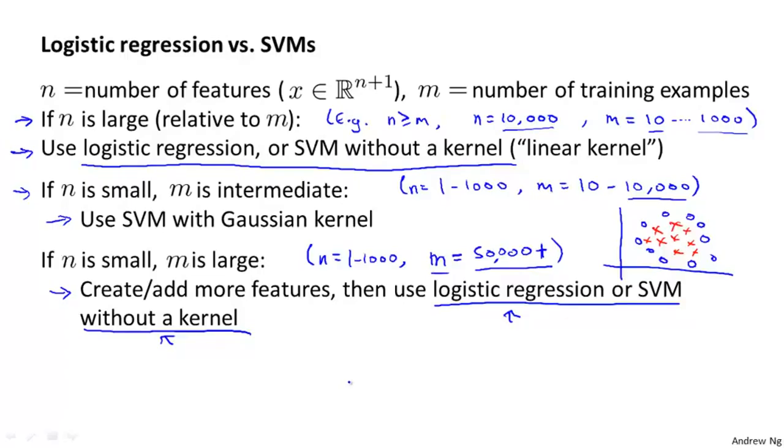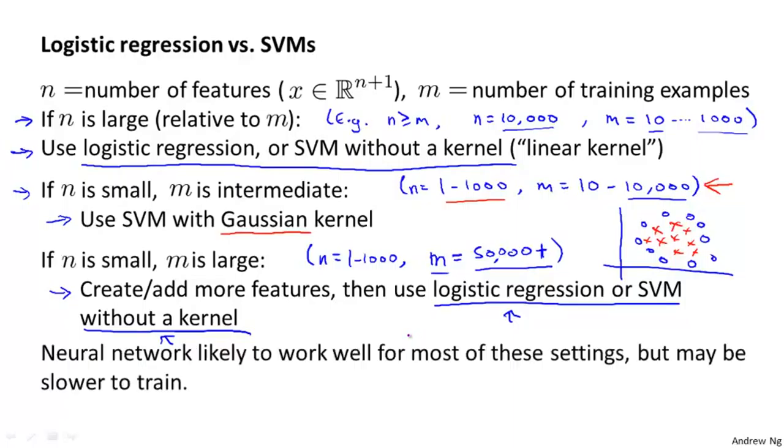But a lot of the power of the SVM is when you use different kernels to learn complex nonlinear functions. And this regime, when you have maybe up to 10,000 examples, maybe up to 50,000, and your number of features is reasonably large, is a very common regime, and maybe that's a regime where a support vector machine with a Gaussian kernel will shine and can do things that are much harder to do with logistic regression.